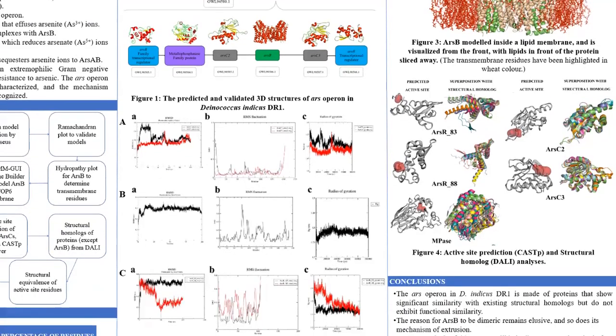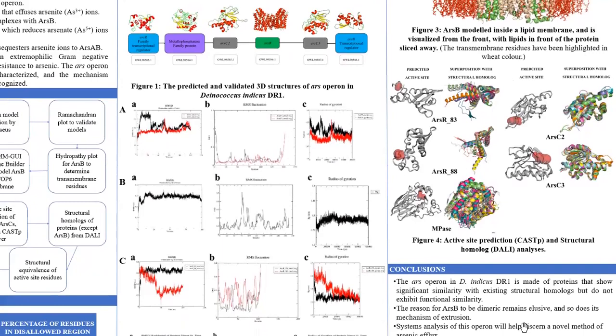Figure 4 represents the results of active site prediction on the left and structural superposition with top 10 structural homologs on the right. The pink highlighted region is the predicted active site pocket. Superposition with structural homologs was performed to check for structural equivalence among active site residues. We found that except for MPase, none of the proteins showed structural equivalence among the active site residues with those of the structural homologs. This prompts us to think that the proteins of the indicus DR1 utilize a different mechanism than that of the known structural homologs.